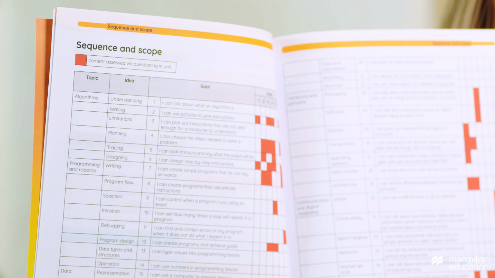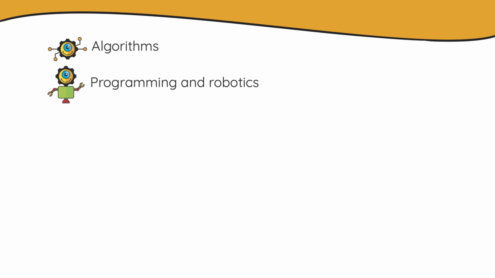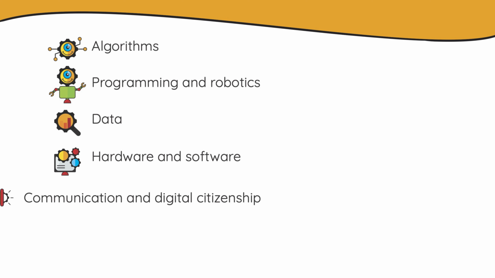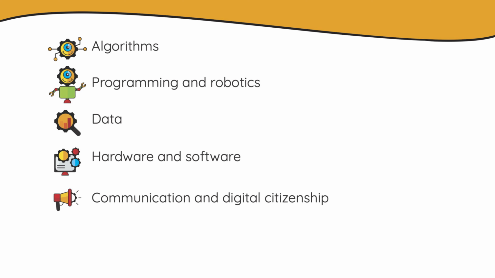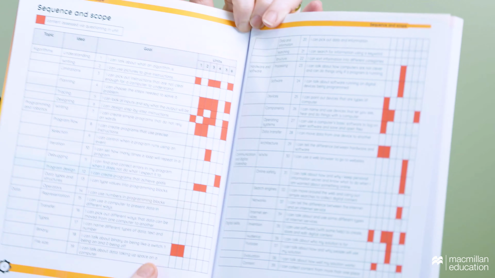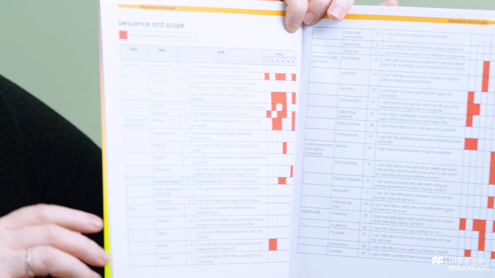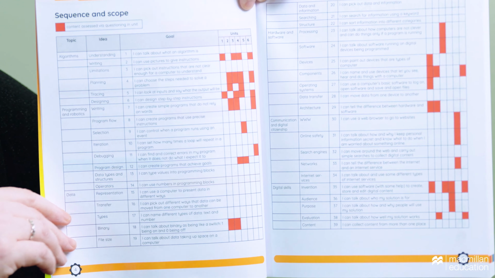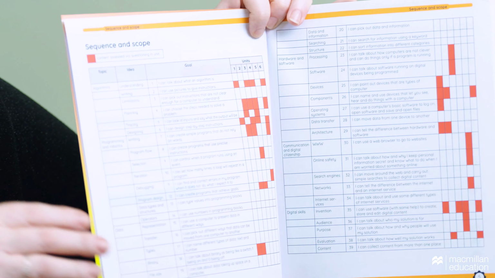As I said before, we're going to look at the sequence and scope section, which, as you can see, outlines the 6 strands. So you can see we've got algorithms, programming and robotics, data, hardware and software, communication and digital citizenship, and digital skills. And you can see these red highlighted blocks. They tell you what's covered within those strands. If you look at writing their own algorithms, we can see that it's covered in 4 of those units. So it's a really useful piece of kit to know what's being covered within each strand.